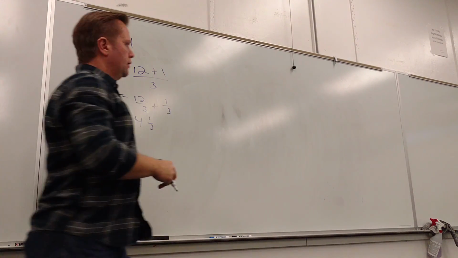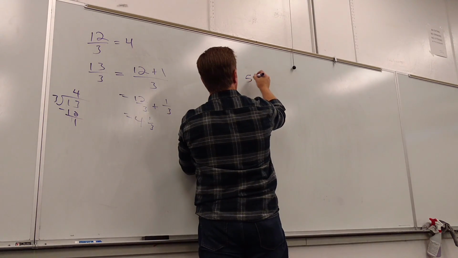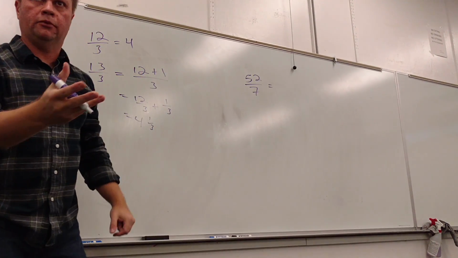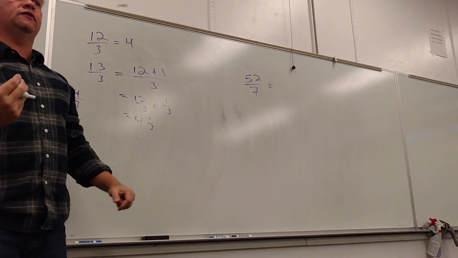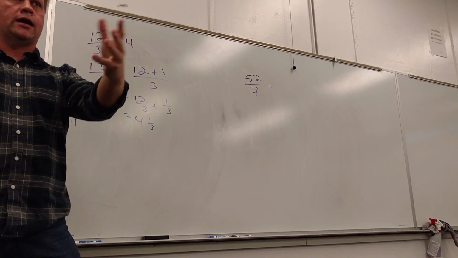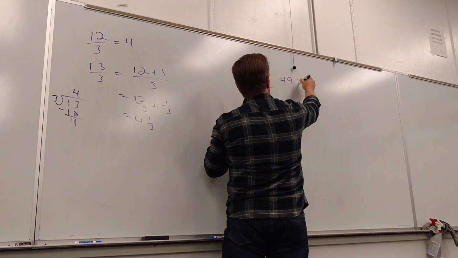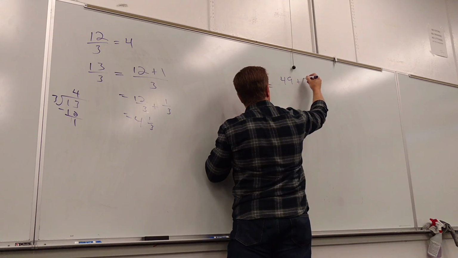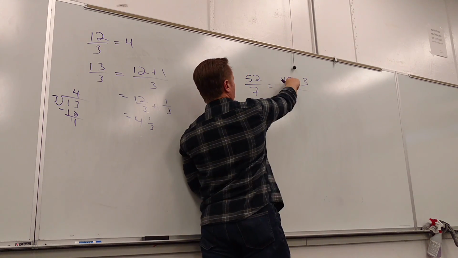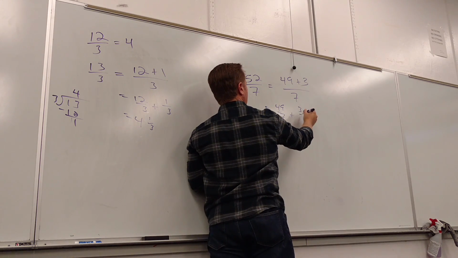So what if I had... What you got, Jeff? 52 over 7. 52 is a bad number for 7. What's the next number down from 52, like I did with this 12, that 7 would like? 49. Is that cool? Mm-hmm. So I can break this up as 49 plus 3. So it's 49 over 7 plus 3 over 7.